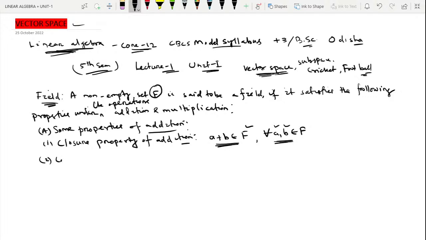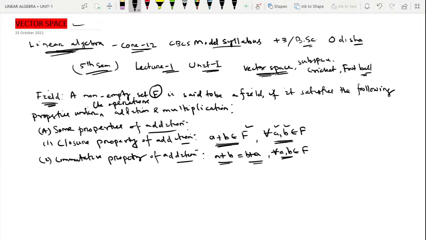Similarly, what is the commutative property of addition? If A and B are any two elements from F, then A plus B is equal to B plus A, where A, B belong to F.